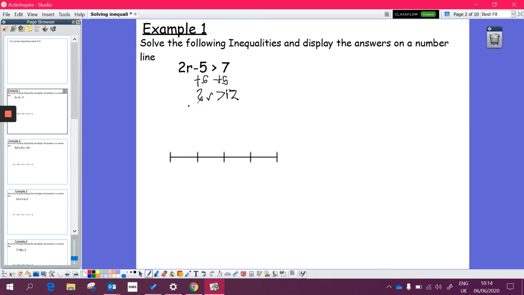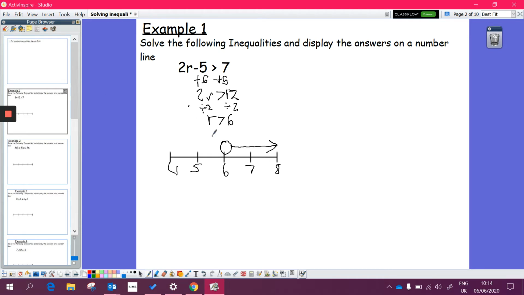And then to get rid of the 2, remember 2r means 2 times your r. So the opposite of timesing is dividing. So divide by 2 on both sides, you'll be left with r is greater than 6. Once you've got that answer, then you can put it onto the number line. So 6, 7, 8. Remember, when you're putting it onto a number line, if it is not equal to, it is just a circle, not coloured in. And if it's greater than, it's going greater than 6.